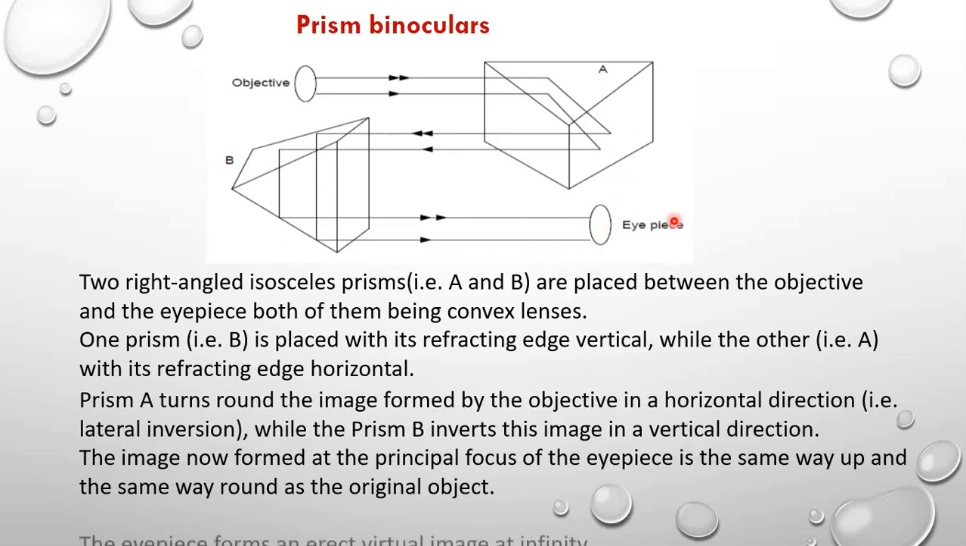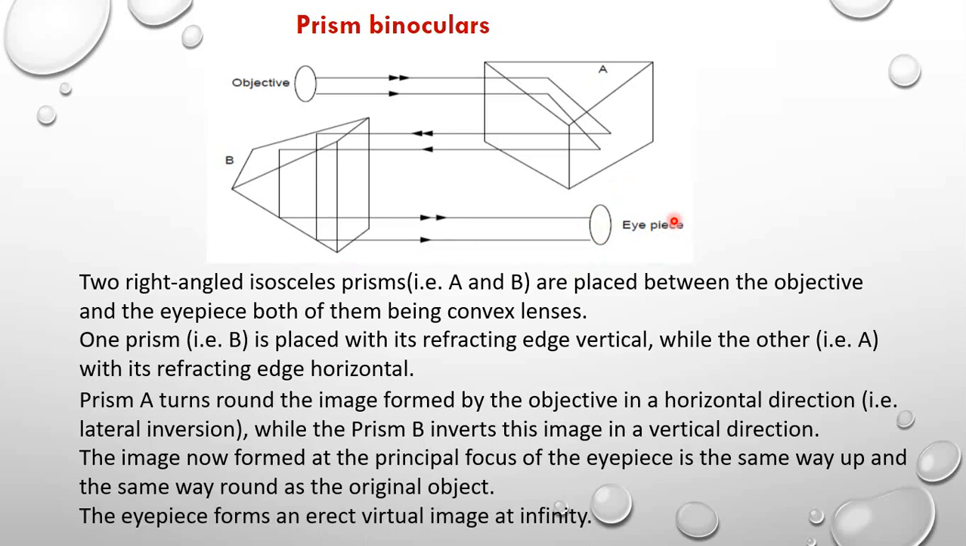So that's how the prism binocular works. Just to repeat, the objective is where the light rays come from, and it focuses light onto this prism A, which inverts it laterally or horizontally, and then to B, this prism B is going to invert the image in a vertical direction, and then the image is formed at the principal focus of the eyepiece, which thus forms a final image at infinity.